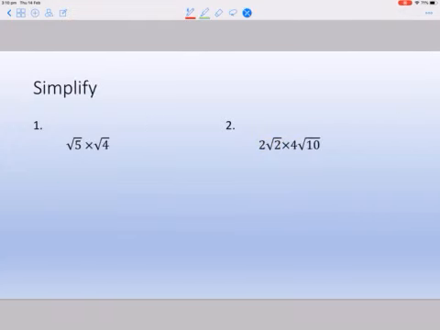Okay, let's keep going. Let's simplify this one. Root 5 times root 4 equals root 20. But like we've seen before, that root 4 is just 2, so we can also write it as 2 root 5. This is the better way of writing it.